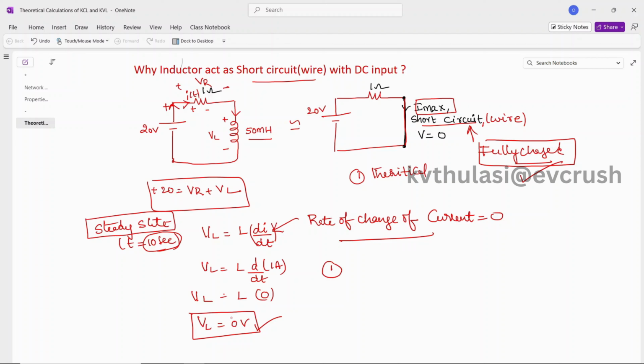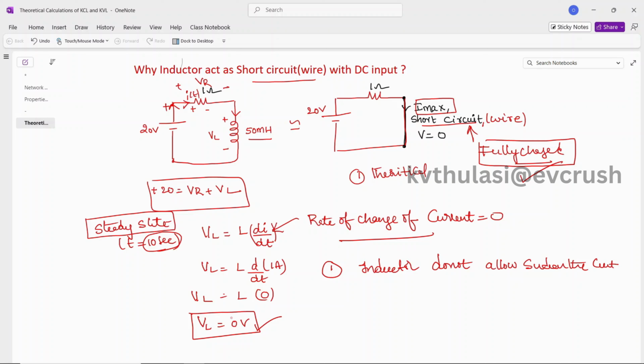That's why all the professors and all the books mention that an inductor does not allow a sudden change in current. Here, di/dt is the sudden change in current. So the inductor does not allow a sudden change in current. That's the initial condition.